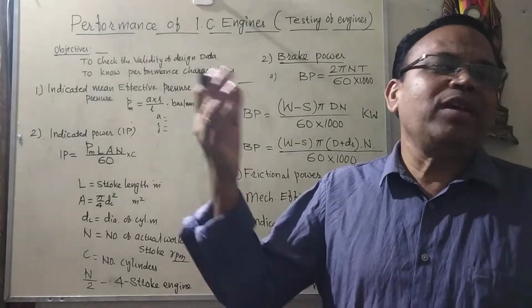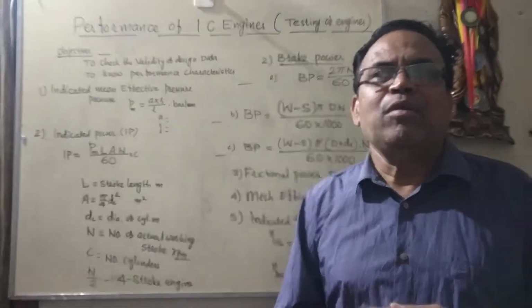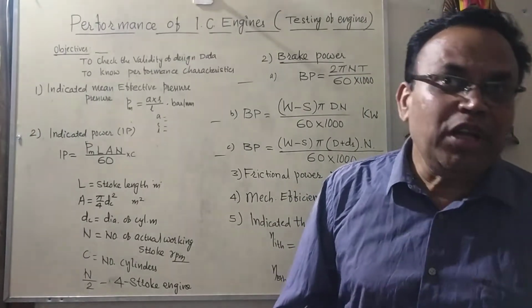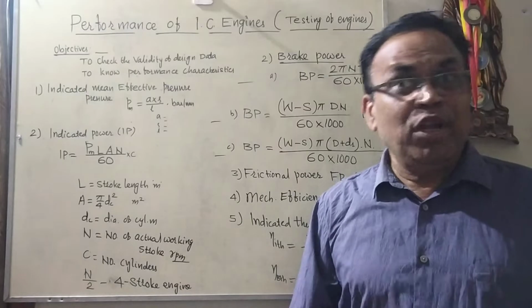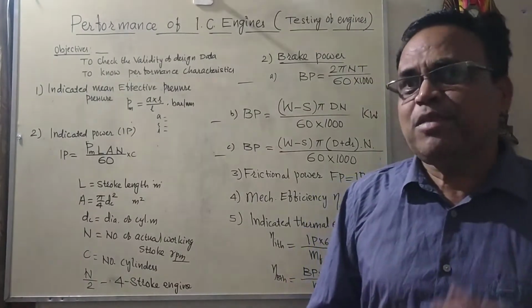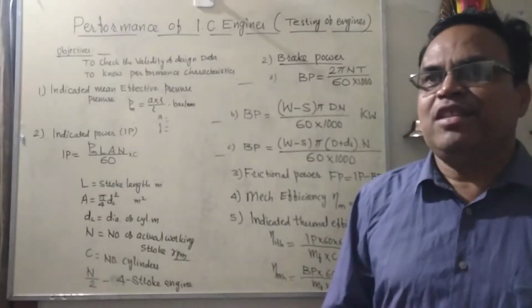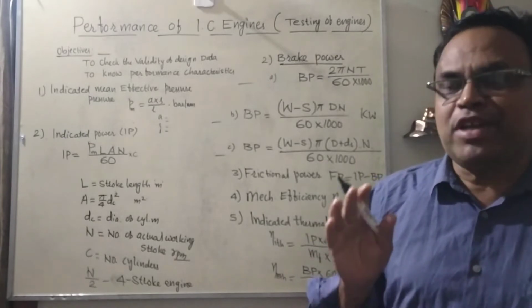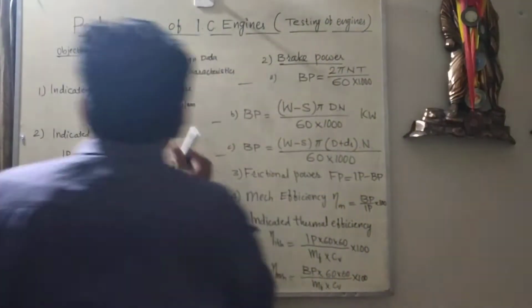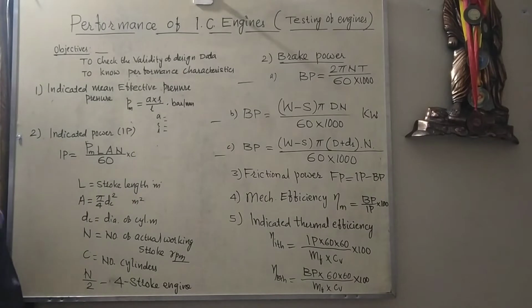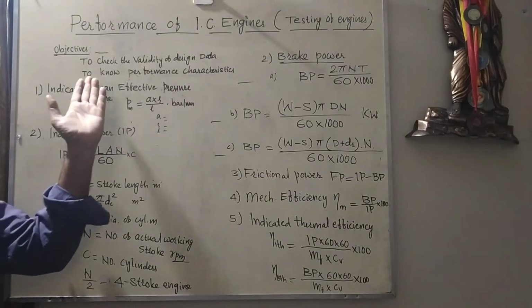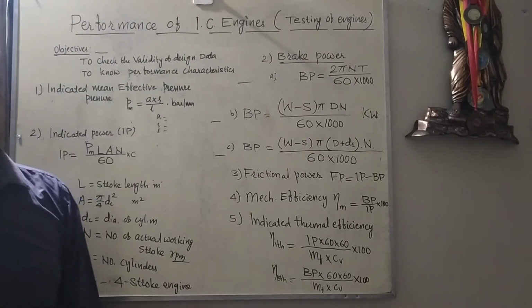Some advertisement claims 80 km per hour, 70 km per liter. Can you believe it? No. To check this, a mechanical engineer analyzes the performance of a petrol or diesel engine and its working condition. So first, to check the validity of design data used by the manufacturers, and second, to know the performance characteristics.